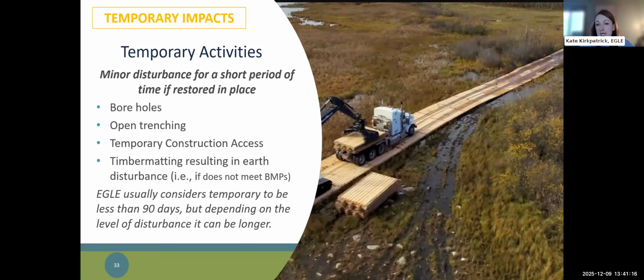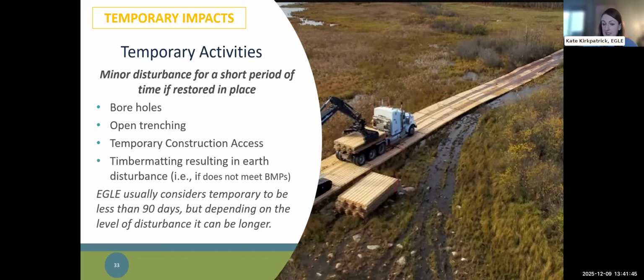When we refer to temporary activities, we mean minor disturbance and that the ground, wetland, or stream is being restored following construction activities in kind and in place. By restored, we mean that we're going to see the same vegetation, the same grade, same resource type that was there previously. These can include projects like boreholes, open trenching, access roads, or clear span bridges that are immediately removed and reseeded or replanted.